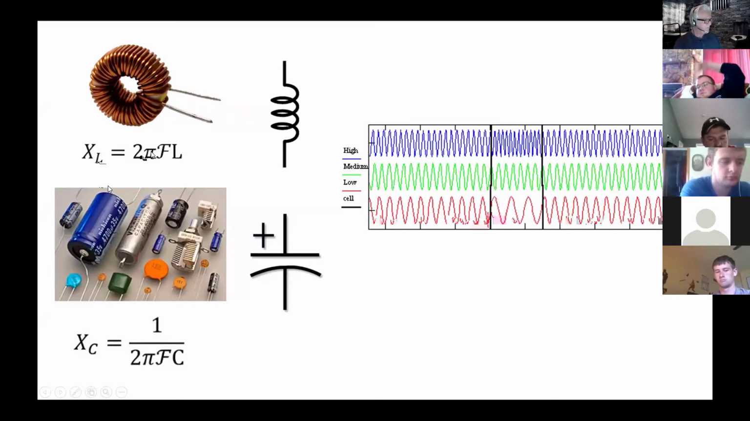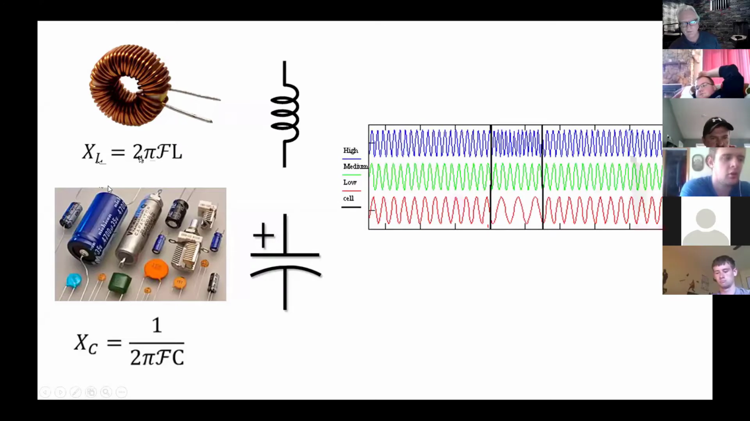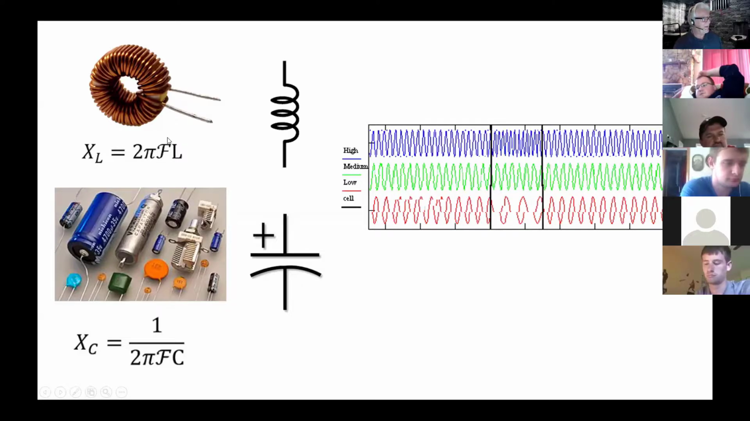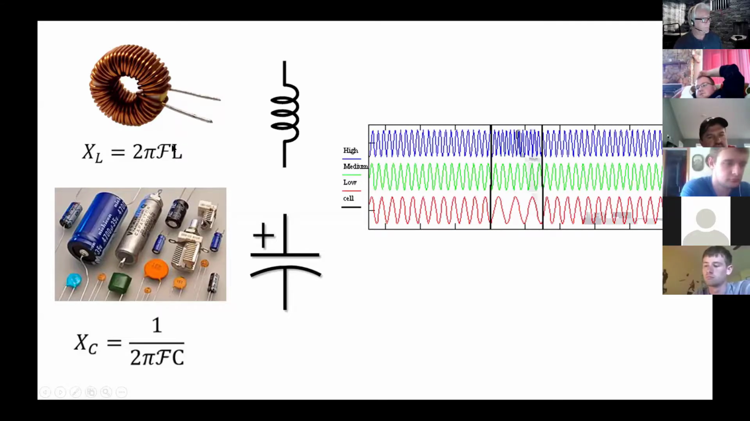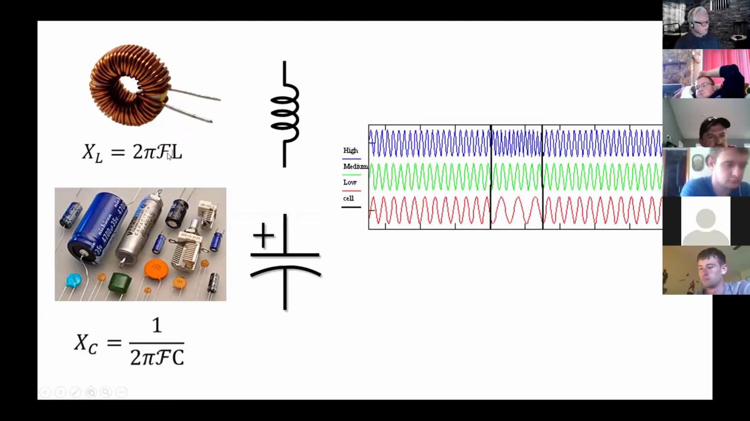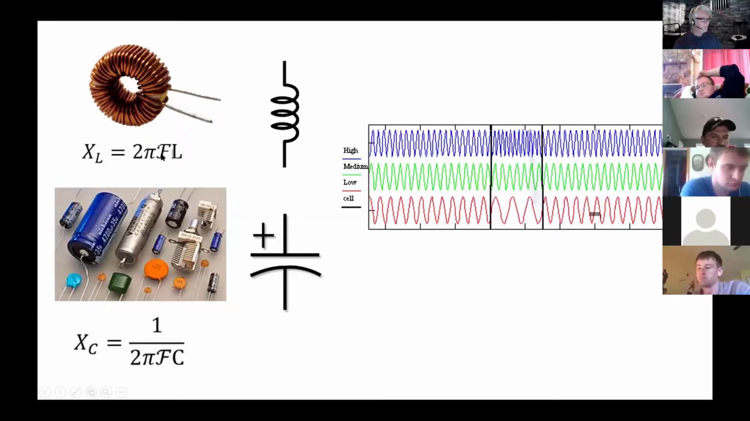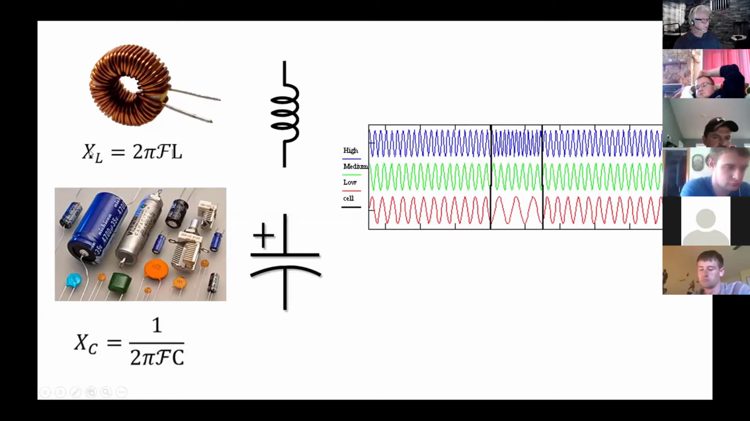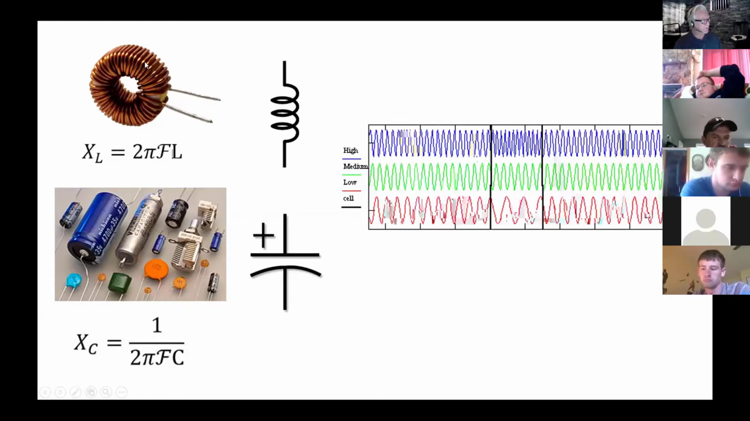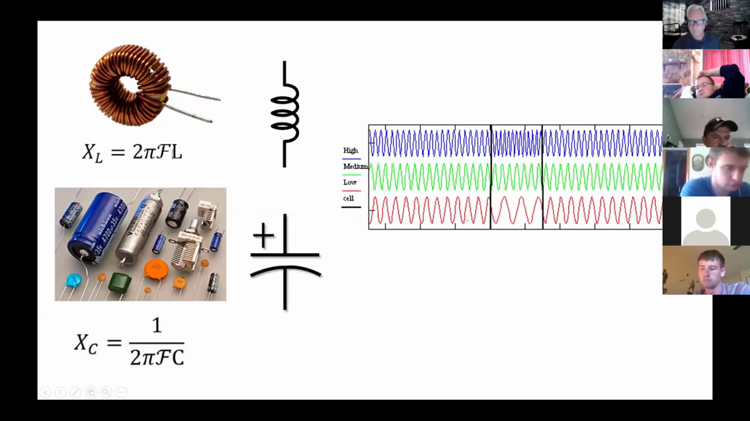The 2 pi f has to do with 2 pi radians in one cycle. Don't get too caught up on that either, but the f is the important thing, because as you see in this equation, the way that this equation is written in a linear equation, as frequency goes up, so does X sub L. So this resistance, the resistance of this device, goes up as the frequency goes up.